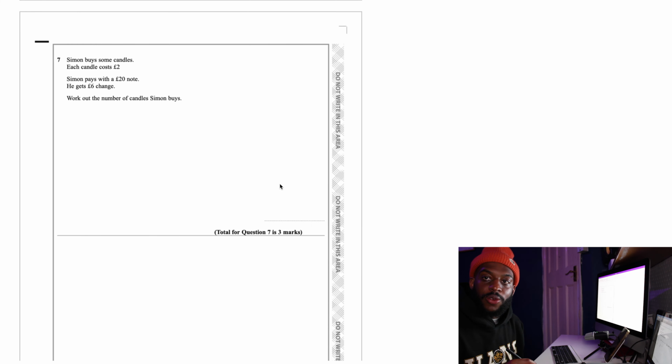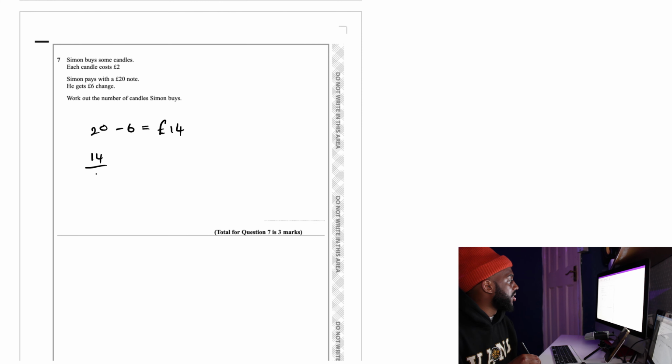Okay, a bit of problem solving with money. Simon buys some candles that each cost £2, pays with a £20 note and gets £6 change. Work out how many candles he bought. So we spent £20 and got £6 change. So let's minus that. That gives us £14. So we must have spent £14 on candles. Each candle costs £2. Let's do 14 divided by 2 to work out how many candles there are. And we get 7. So 7 candles.